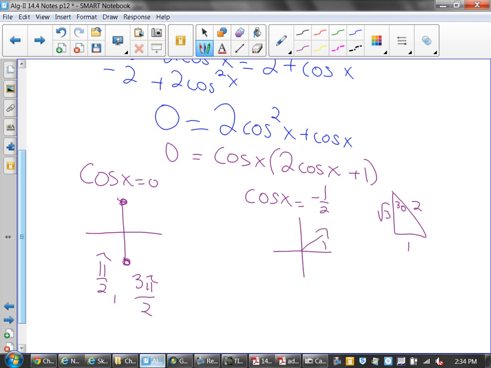So if my reference angle is pi over 3, and I want cosine to be negative, what quadrants will I be in for the negative cosine? 2 and 3. So I'm here and here. Second quadrant, cosine of what is negative 1/2 then, if the reference angle is pi over 3? Bounce it up. 2 pi over 3. Bounce it down. 4 pi over 3. And there's my 4 solutions.